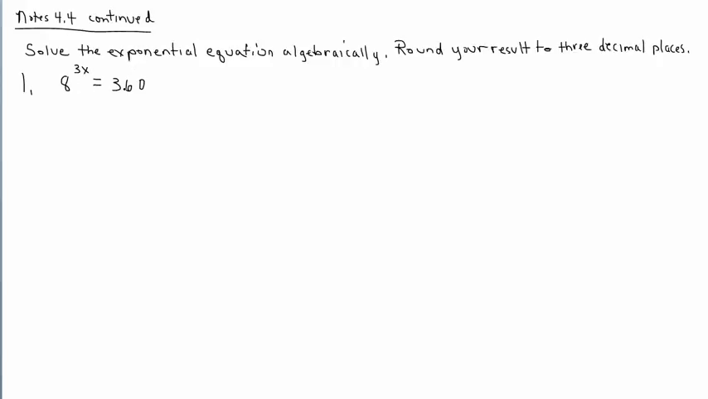However, you can't write 8 and 360 with the same base. They're not both powers of the same base. So the other strategy is, let's get the exponent x out of the exponent position by changing to a log form. So 3x equals log base 8 of 360. At this point, you can find that value on your calculator, divide by 3, and you're done.